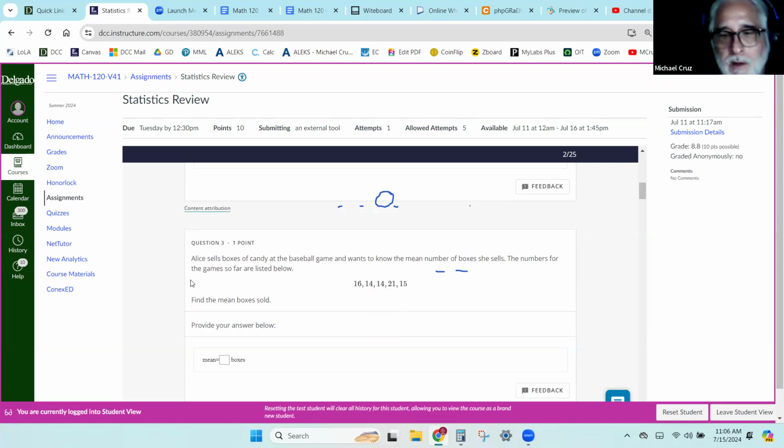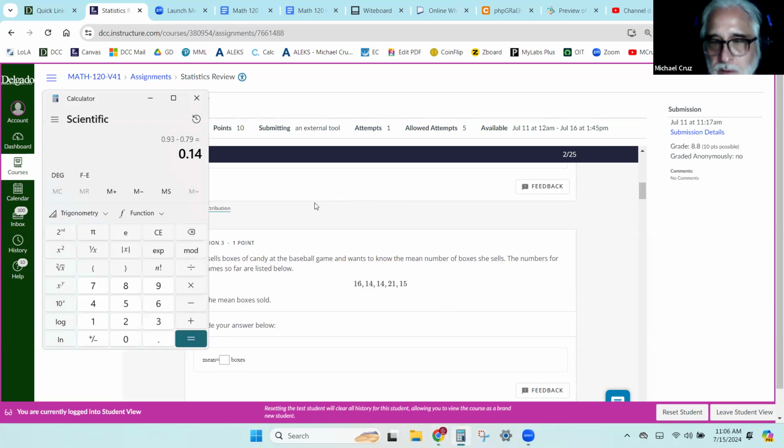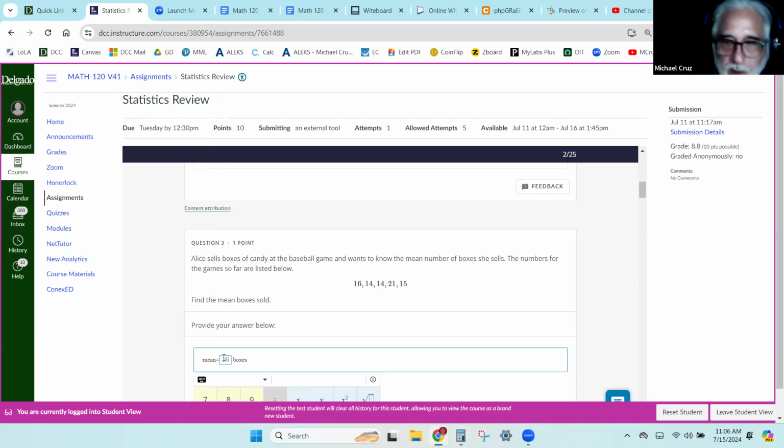The mean here, so Alice sells boxes of candy and wants to know the mean number of boxes she sells. The numbers for the game so far are as such: 16, 14, 14, 21, and 15. So we're just going to add them all up. And then it's 1, 2, 3, 4, 5. So 16 is the mean number. So on average, she's selling 16 boxes every game.